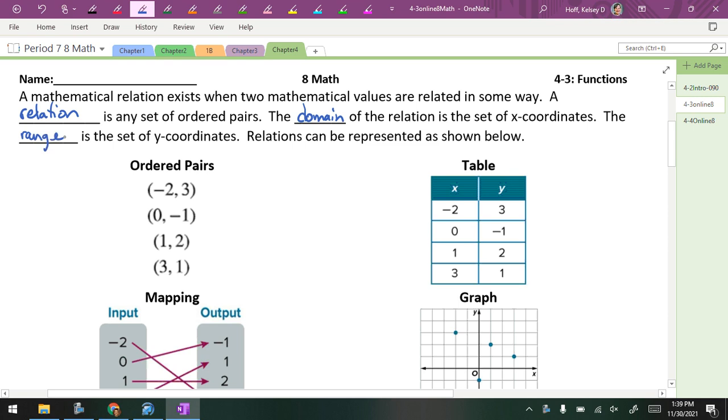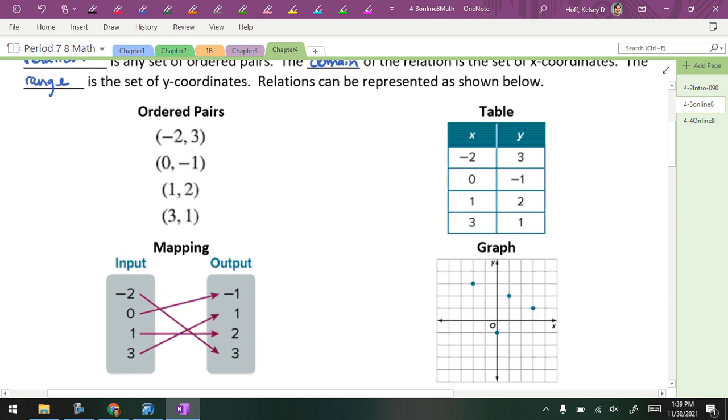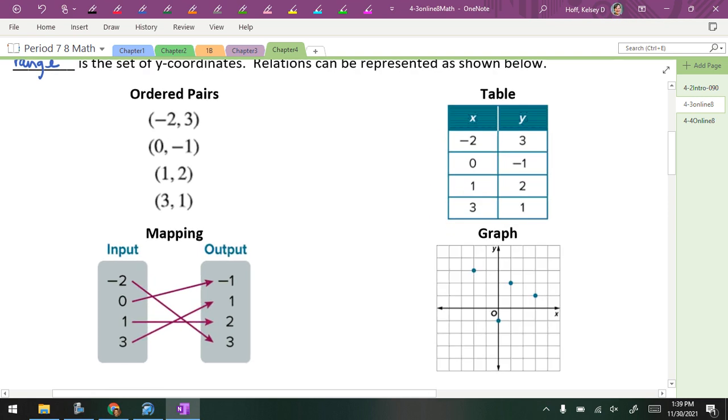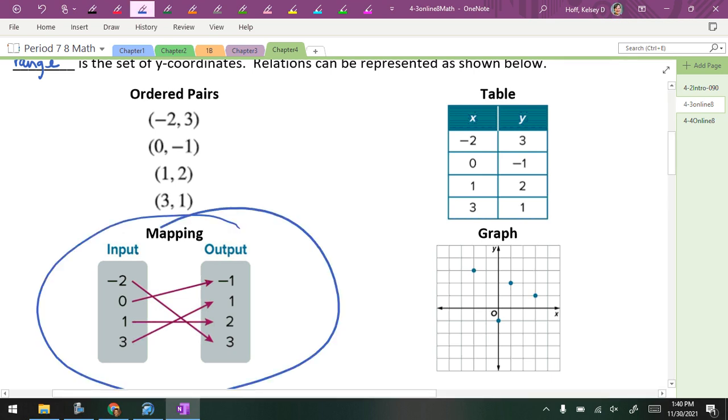Relations can be represented as shown below. And you saw 3 out of the 4 of these yesterday. We can write them as ordered pairs. We can have them in a table. They could be on a graph. The new piece today, or something you haven't seen before, is called mapping. And they label them as inputs and outputs, which really just mean your x's and your y's.